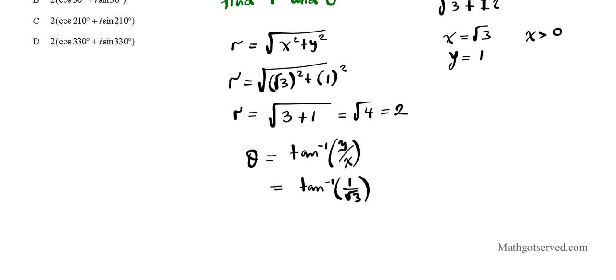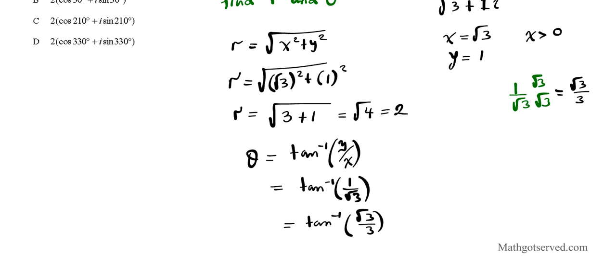Let's simplify. Let's convert this into a form that's consistent with what we had on our unit circle. So 1 over root 3 can be simplified. You multiply by root 3 and root 3 on the top, and then we have root 3 over 3. So it's the same thing as taking the inverse tangent of root 3 over 3.